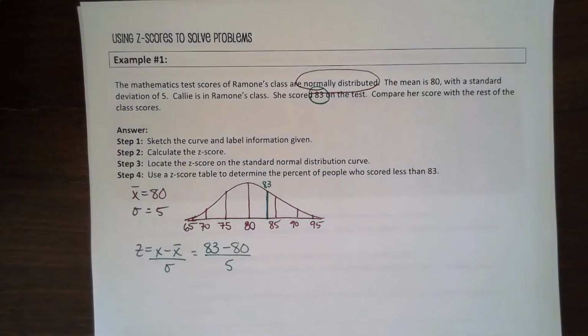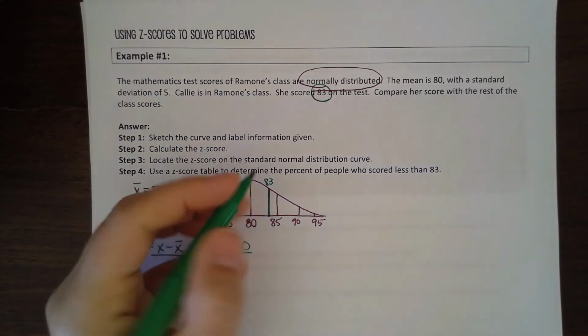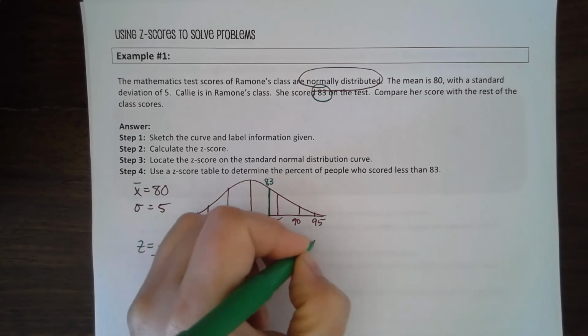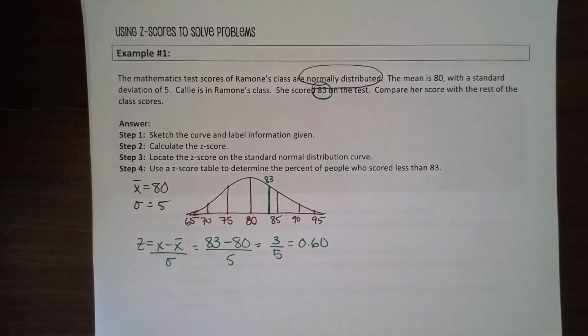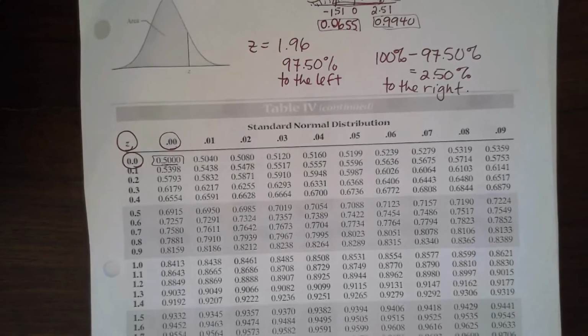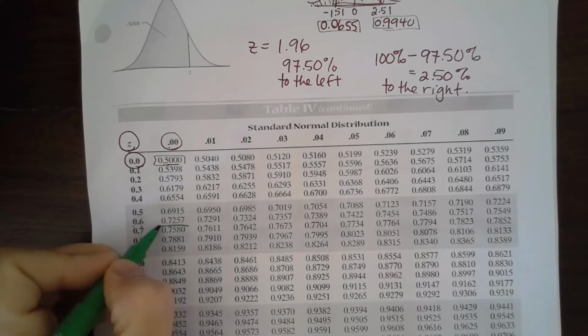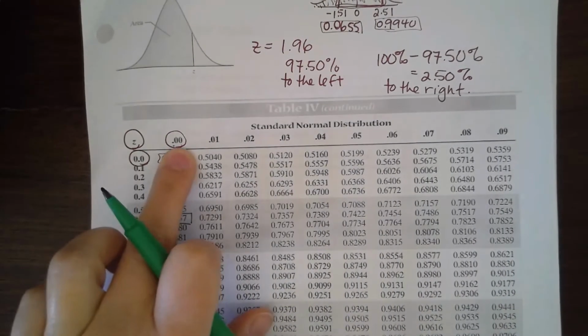Now we already know that Callie did better than the mean, so she's going to have a positive Z-score. And she has, well, 3 over 5, which is 0.60. All right, so that's her Z-score, right? It's not quite 1 standard deviation above. So we need to go to our positive Z-score table that I've marked up, and we need to look for 0.60. That's right here. So her Z-score is 0.60.